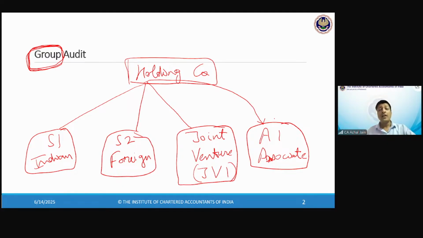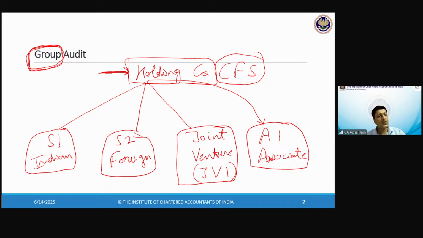So that's why this holding company, in addition to the separate financial statements which it was required to prepare, will also be required to prepare another set of financial statements. And what is that? That is what you call consolidated financial statements, or you can say the financial statements of the group. That's one and the same thing.